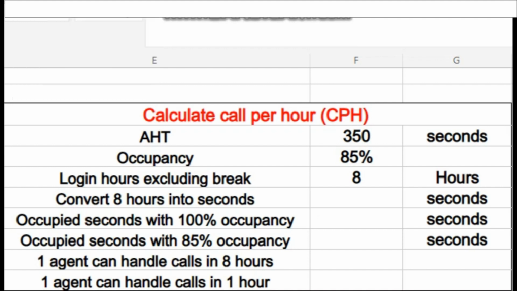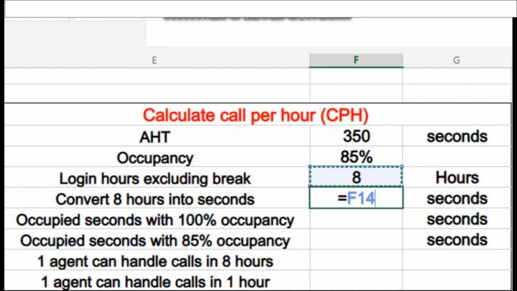To calculate the calls per hour, I need to have three components. That is your AHT, I have taken 350 seconds, occupancy 85%, login hours excluding break 8 hours. So first of all, we have to calculate 8 hours into seconds because all the calculations are done in seconds. So how can we calculate 8 hours into seconds?